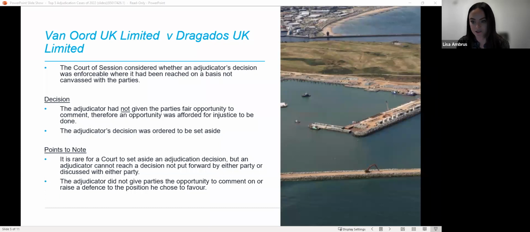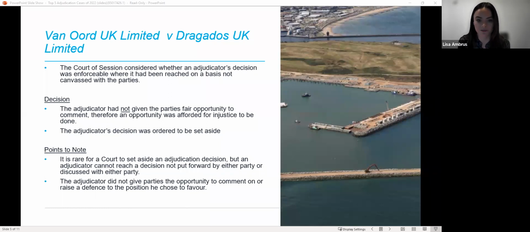However, this is a different case concerning adjudication enforcement. So Van Oord carried out subcontract work for Dragados on the harbour expansion project in Aberdeen under NEC conditions. Almost 2 years after entering into the subcontract, Dragados gave Van Oord notice to terminate the subcontract. There were various disputes between the parties, and these led to 7 adjudications.